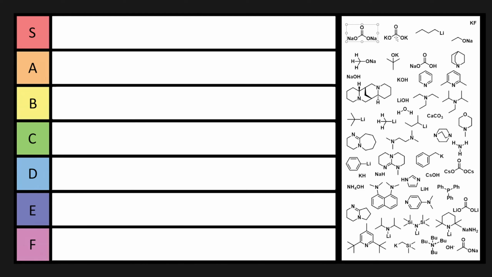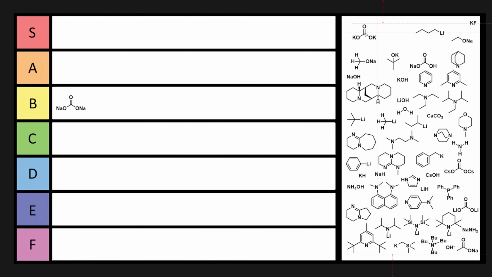So most of the time when we're using a carbonate base, it's typically potassium carbonate. Sodium carbonate's also accessible to the amateur chemist just through the heating of sodium bicarbonate to a high temperature to drive off CO2 and water. So sodium carbonate's not terrible. I think we're going to put it in B tier. It's not too strong of a base, but it's okay.